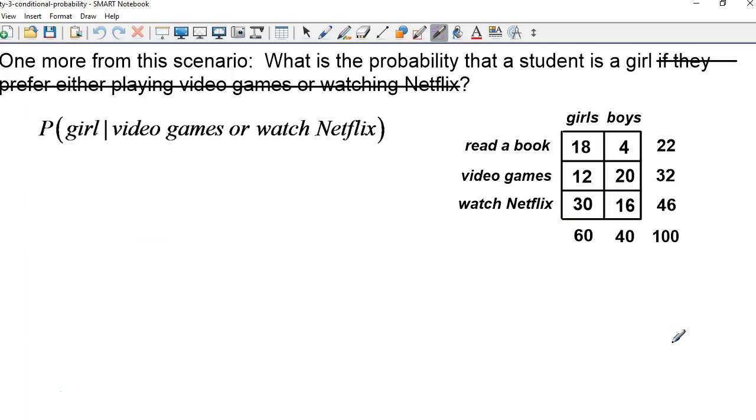Okay, one more from this scenario. What's the probability that a student is a girl if they prefer either playing video games or watching Netflix? When I look at that sentence, it looks like I could cross off the if they prefer either playing video games or Netflix, because that seems to me to be the condition. This is, what is the probability that a student is a girl? Is a girl is what we're finding the probability of, so that would be the event. That they like video games or Netflix is the condition.